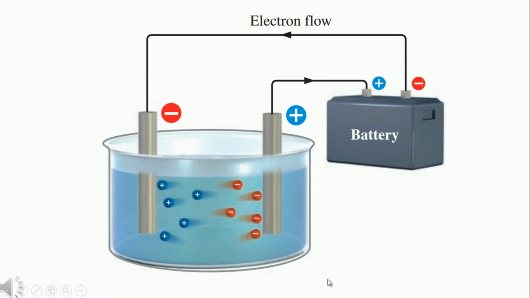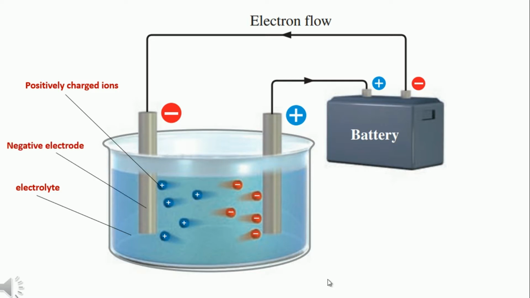Most, if not all, electrochemical cells are built using a liquid called an electrolyte, which is a solution that contains ions. Electric current is produced at the motion of ions through a solution. Positively charged ions migrate towards the negative electrode, and negatively charged ions migrate towards the positive electrode.